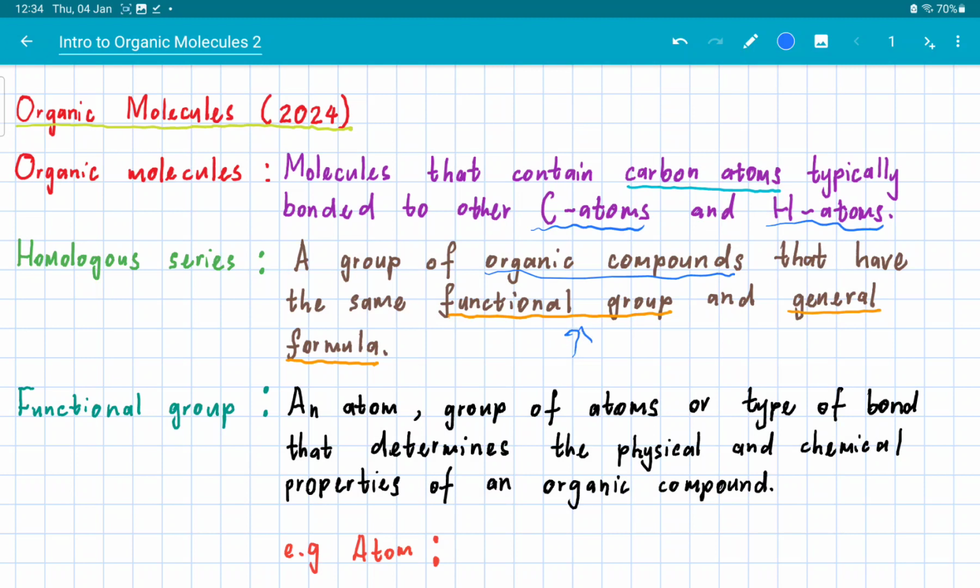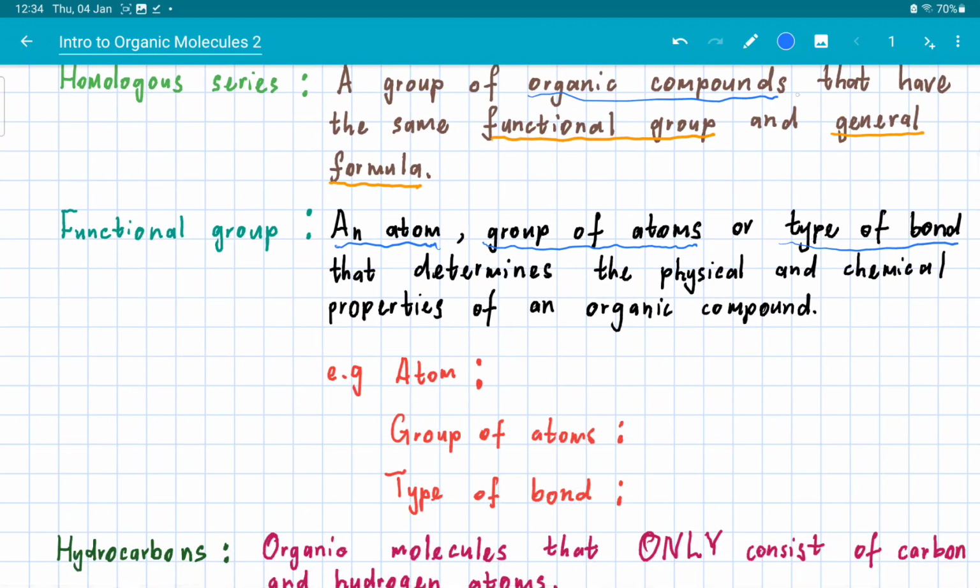Now, a functional group. Yesterday we discussed that it can be a single atom, or a group of atoms, or a type of bond that will determine the physical and chemical properties of an organic molecule or organic compound. If it's an atom, it can be a halogen. I gave examples of the halogens, which are fluorine, iodine, bromine, or chlorine. It can even be oxygen there. It doesn't have to be halogens.